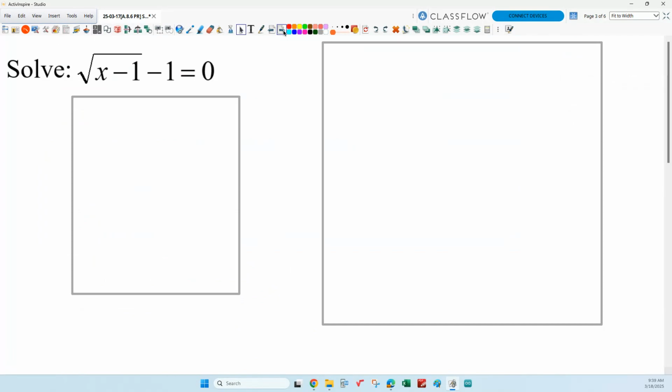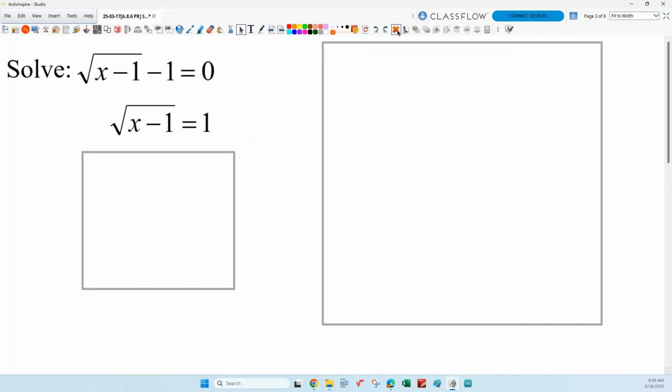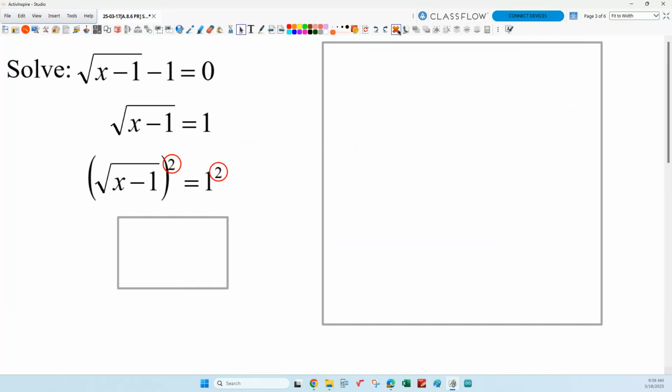So step 1, add 1 to both sides. Now I isolated the radical. Now what do I do? Now you want to square it. Square both sides. If I do that, what do I get on the left side? On the left side, you're going to get x minus 1, because I just undid the radical. On the right side, 1 squared, well, that's just 1. So if I solve that for x, I get 2.